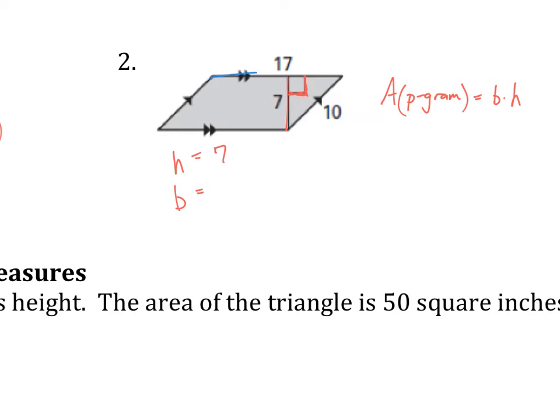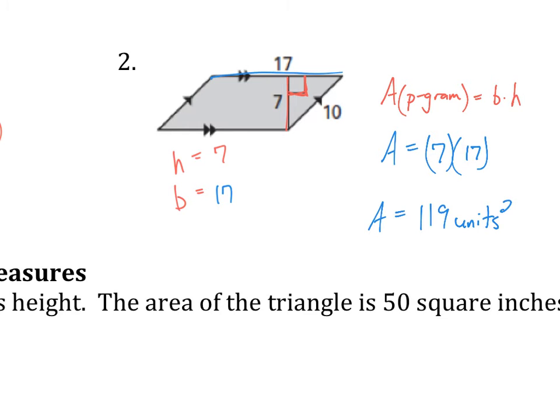And the base is always perpendicular to the height. So in this one, the base is 17. So the area is going to be 7 times 17. Base times height. 7 times 17 is 119. And I'm going to put units squared because, again, they don't give us a unit of measurement. So we just say units. And that is how we find the area of this parallelogram. And the trickiest part is finding the base and the height because they're always where the right angle is.